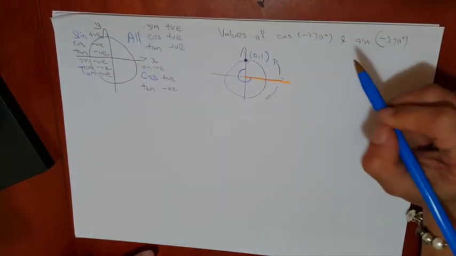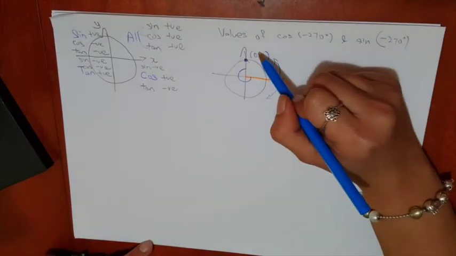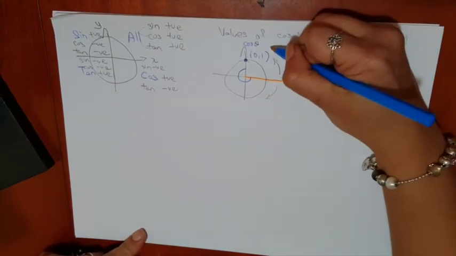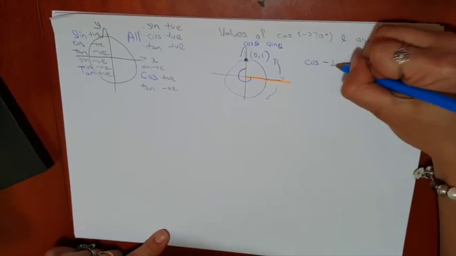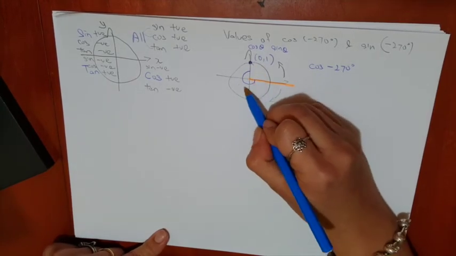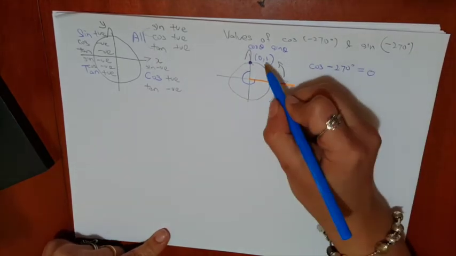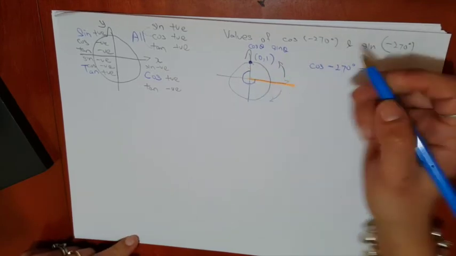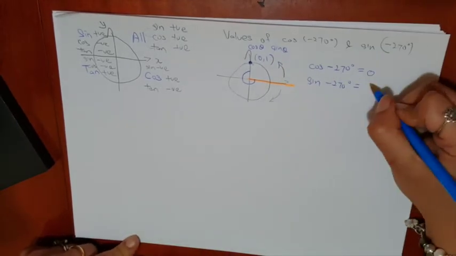So how do I know the cos of negative 270? From just now, we learned that the x coordinate is the cos, and the y coordinate is the sine. And therefore, the cos negative 270 is the x coordinate after it has spun negative 270, and therefore it is 0. And for sine, it will be the same. Spinning 270, we get sine negative 270 is 1.